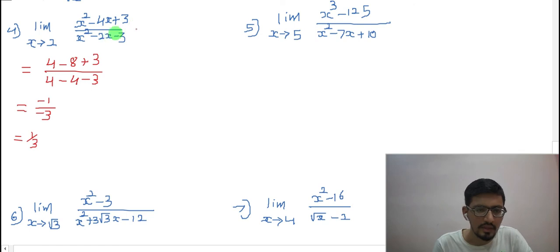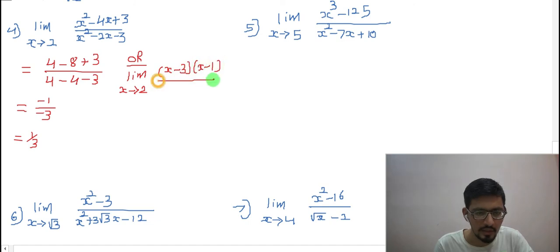However, factorization is also possible here, so you can do this question by the factorization method too. If you want to apply the factorization method, you know the splitting of the middle term. In the numerator, factors of 3 whose addition is 4, 3 ones are 3: the two factors I will write are x minus 3 and x minus 1. In the denominator, factors of 3 whose subtraction is 2, 3 ones are 3: I will write x minus 3 and x plus 1.